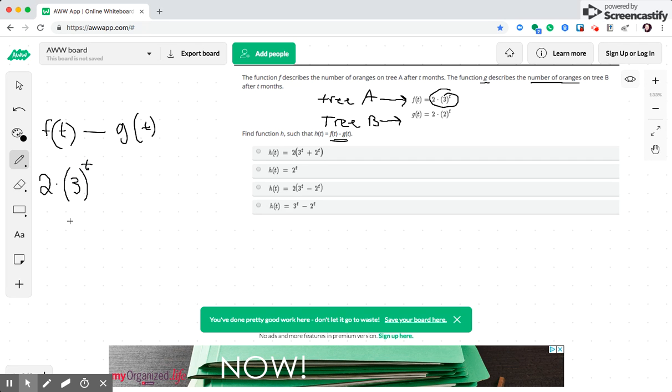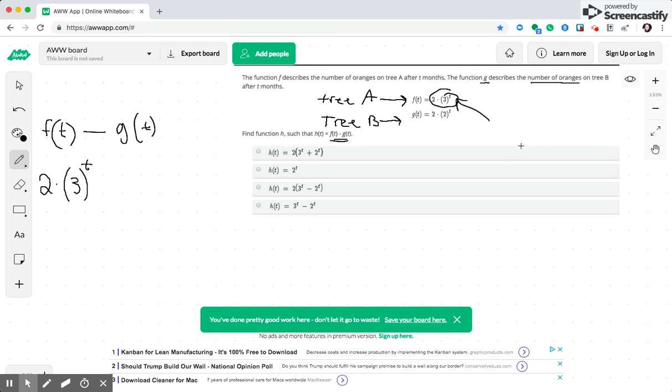A lot of times I see students leave things off or not write it exactly how it's seen right here. Things don't magically disappear. So make sure you're writing it exactly how you see it. So f of t is 2 times 3 to the t power. All right, now minus g of t. Well, what is g of t? It's this whole thing right here. So we need to write that whole thing exactly the way we see it. So that's 2 times 2 to the t power. Okay. Now, if you notice over here, we don't see that. Look at our answers. We don't have that anywhere here.